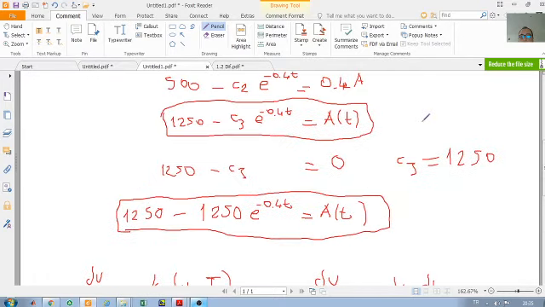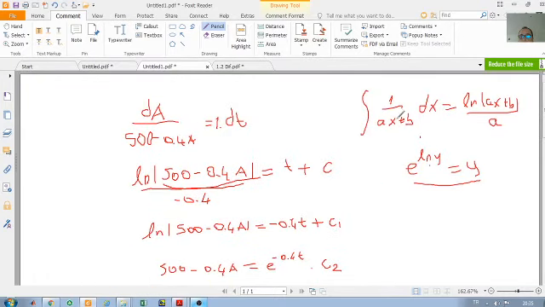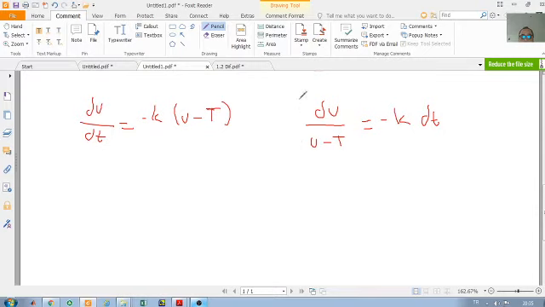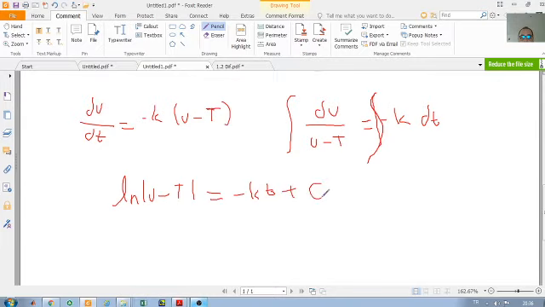Using the same integral formula written here, the variable is u and its coefficient is 1, therefore taking the integral of both sides of the equality, we have ln absolute value of u minus capital T is equal to, we have a constant which is minus k. What is the integral of a constant? You know, minus k times t plus the integral constant for both of them.